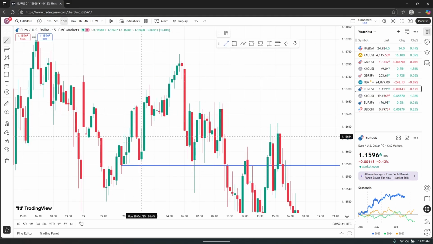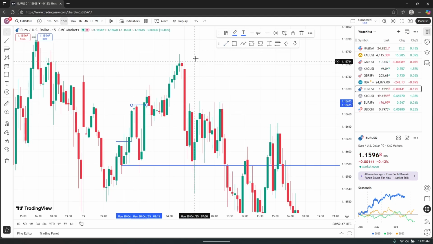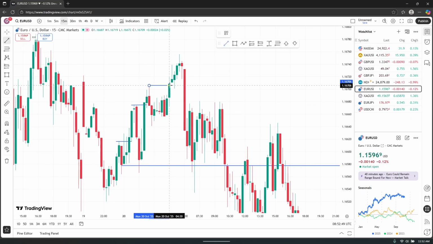So you can see we have that break of structure, break of structure, break of structure, and then price did not go above this point.